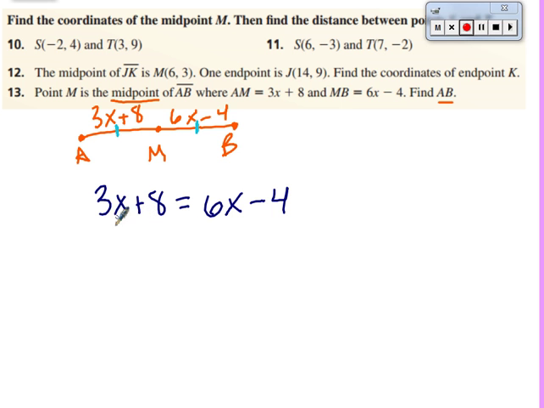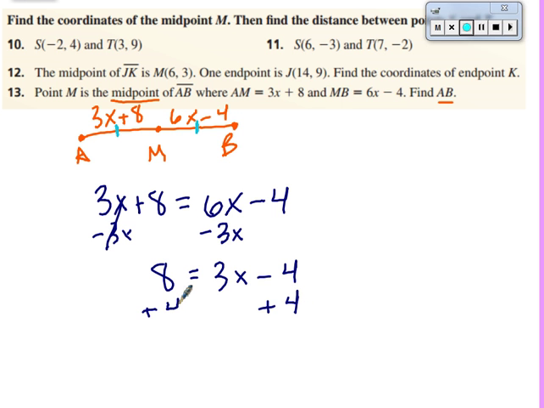I prefer to get my x's together first. So I would subtract 3x from both sides. That cancels, leaves me with 8 equals 3x minus 4. Then you can add 4 to both sides. That cancels. 8 plus 4 is 12, so I have 12 equals 3x. Divide both sides by 3, and I get x equals 4.